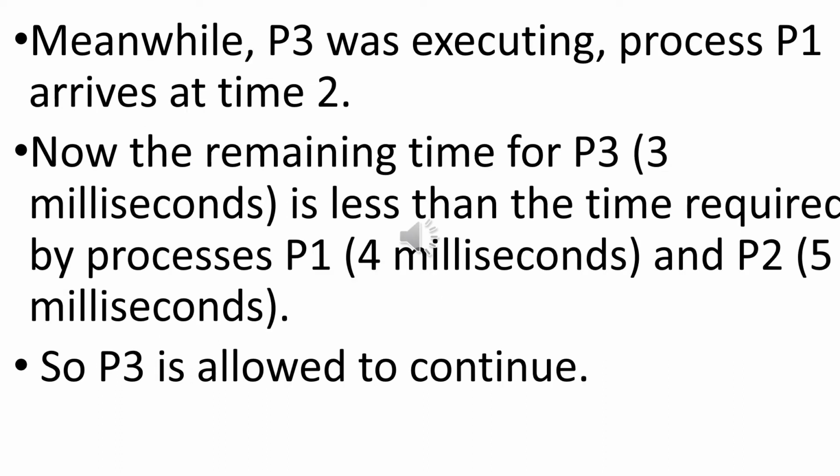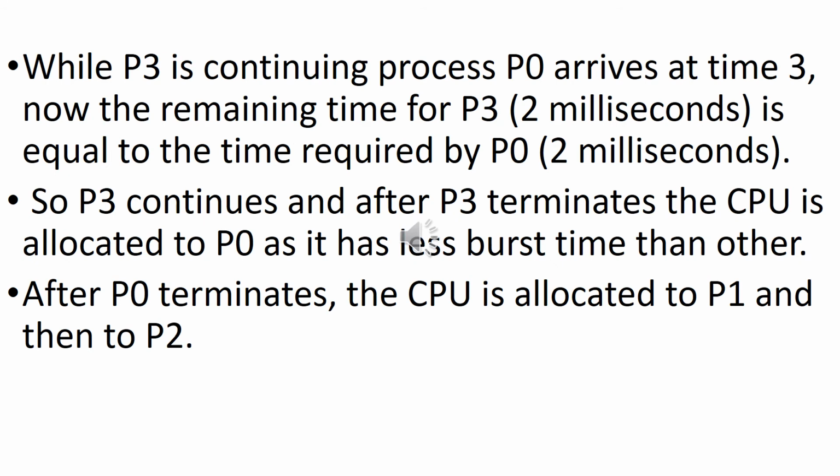The processor starts execution of P3. Meanwhile, while P3 was executing, process P1 arrives at t equal to 2. Now the remaining time for P3 is 3 millisecond, the time required by process P1 is 4 millisecond, and P2 is 5 millisecond. So the processor will compare these three times and find that the SRT for P3 is the lowest. So P3 is allowed to continue, and P3 is continued by the processor.